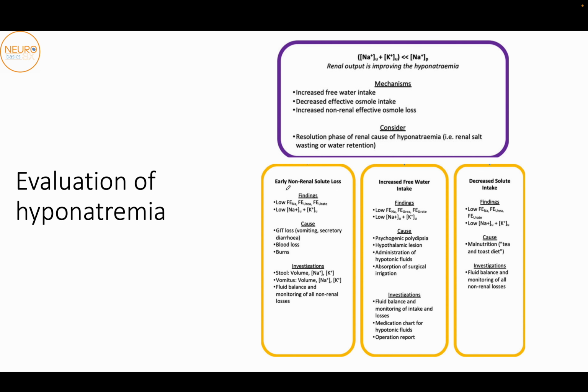It could either be because you have lost solute elsewhere. It could be because of GI loss or loss of blood, sorry, or because of burns, or you have taken in a lot of free water. Okay, so that could be because of psychogenic polydipsia, or it could be because you're not taking enough solutes. Okay, so that would be from malnutrition. So in all these patients, you're going to get a low output of electrolytes in the urine, but you'll also get a low excretion of sodium as well.